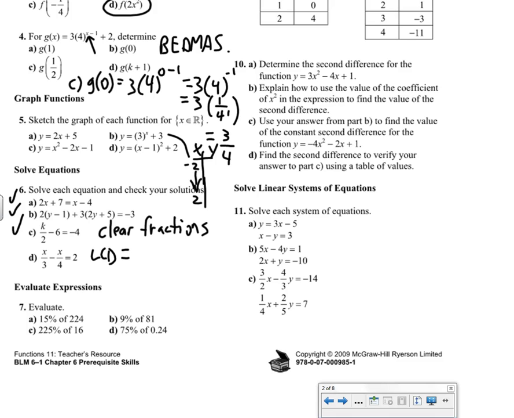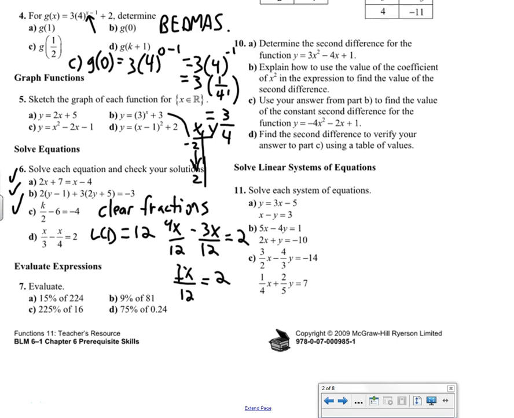And we're thinking 12 is the lowest common multiple for 3 and 4. So we make equivalent fractions. That would produce 4x over 12, 3x over 12, and that's equal to 2. So when we combine, we're going to end up with 1x over 12 equals 2. And we can clear our fractions from that point, and I'm sure you can handle it for the last step on your own.